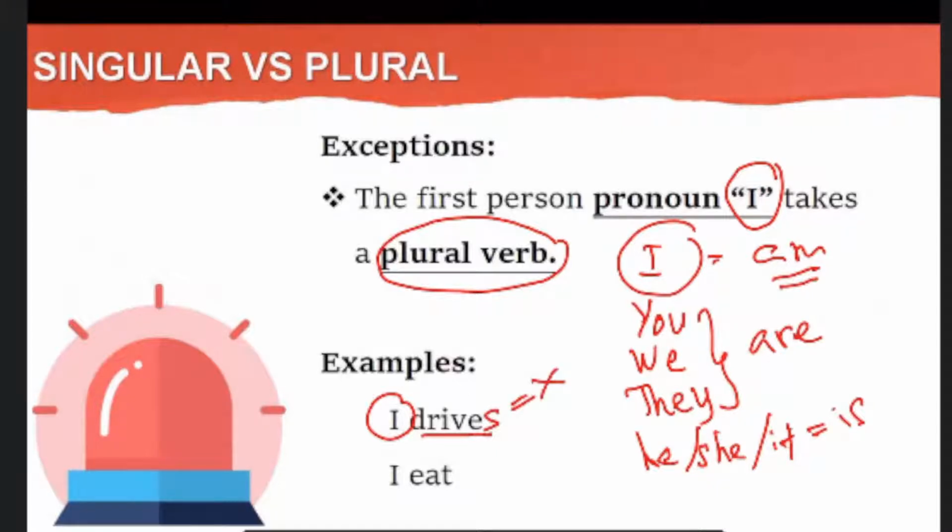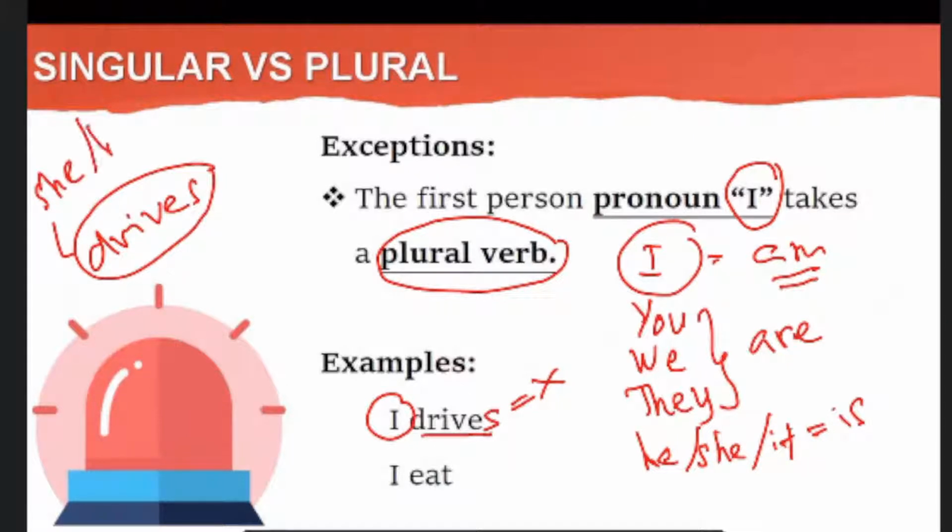When you put drives, D-R-I-V-E-S, this one will be used for singular subject. For example, she drives, he drives. Singular subject, verb plus S. This one is basic. I know that you have that knowledge. The same case with example number 1.